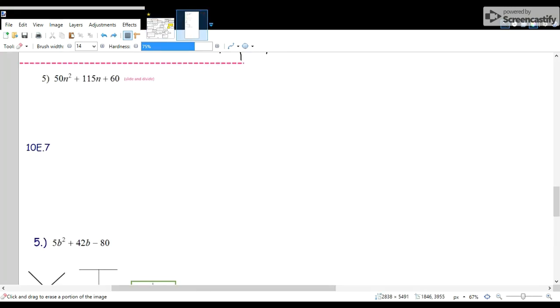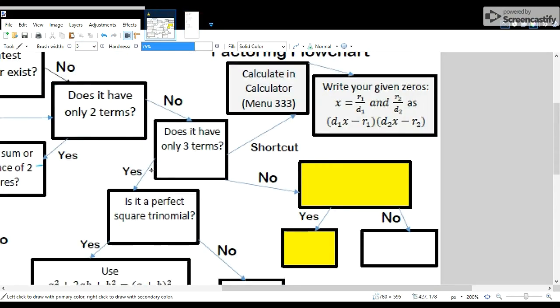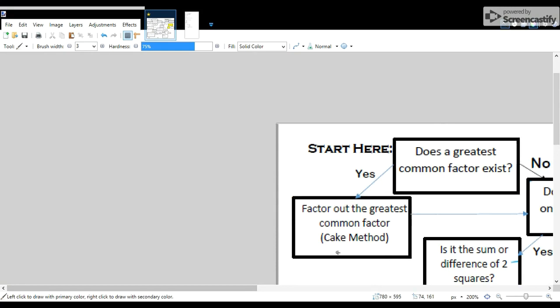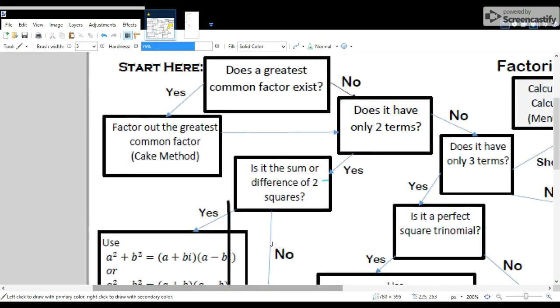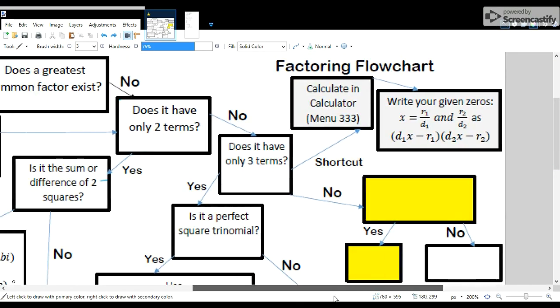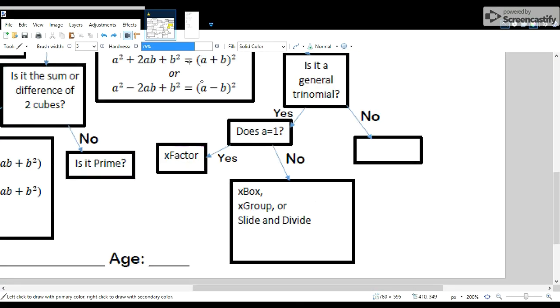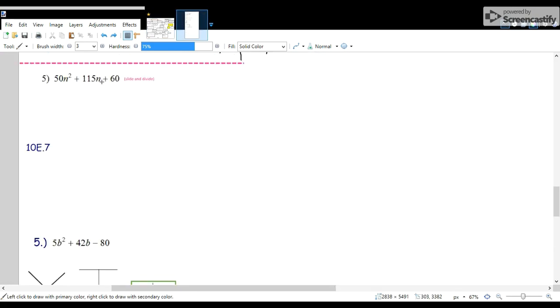So let's go ahead and look at page 7. That's the slide and divide method. If you go back to your flowchart and look at the very beginning, you always want to see if you can factor out the greatest common factor first. All of these numbers end in a 5 or a 0, so that means you can divide out and factor out a 5.